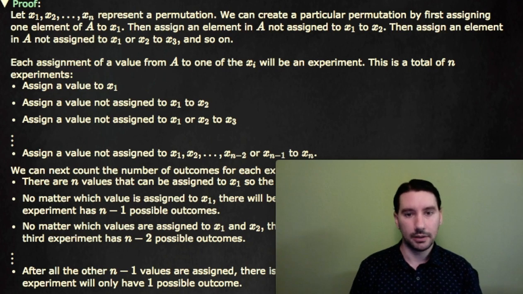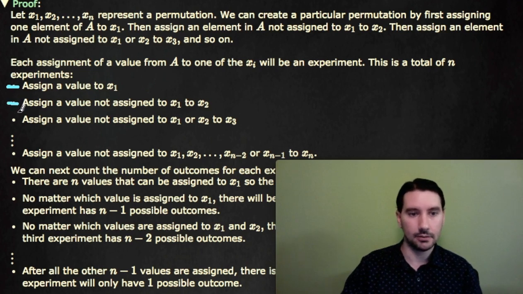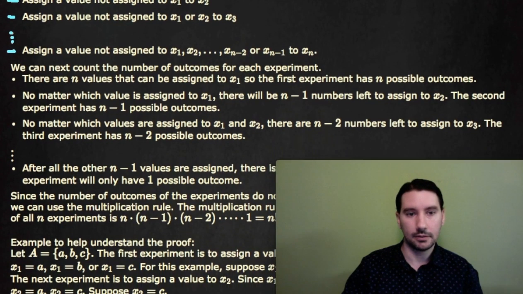So we're looking at this as a set of experiments, and there's a total of n experiments. The first experiment is assign a value to x1. The next experiment is assign a value that isn't assigned to x1 to x2. And the next experiment is to assign a value that hasn't been assigned to x1 or x2 to x3. And all the way down to the end, until you assign a value not assigned to any of the other values to the very last value. In other words, you just take the very last value you haven't used and assign that to xn.